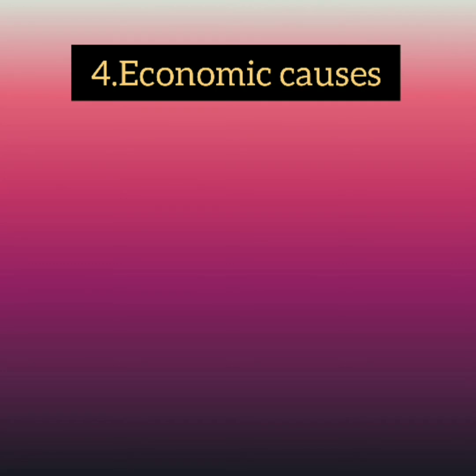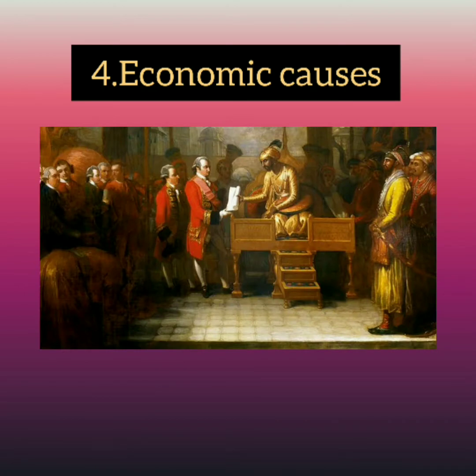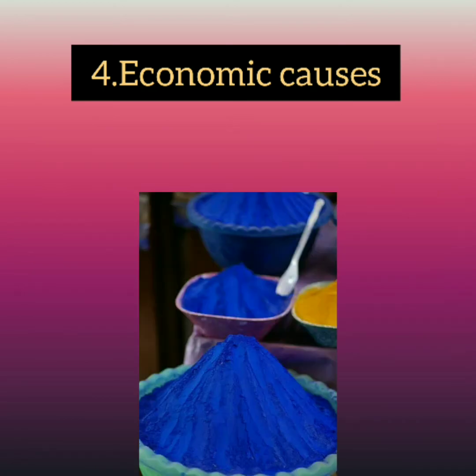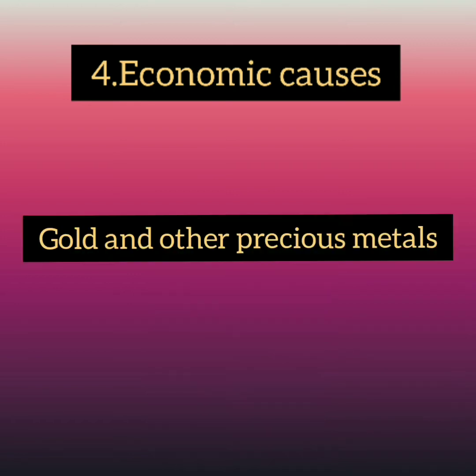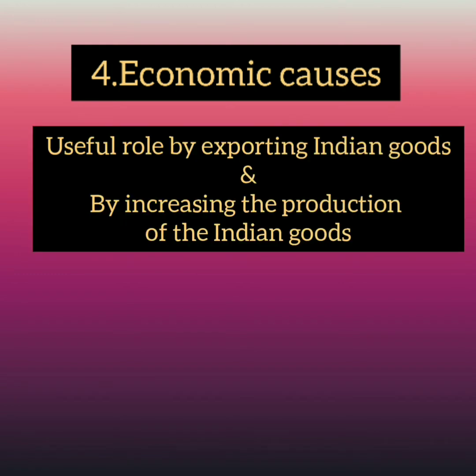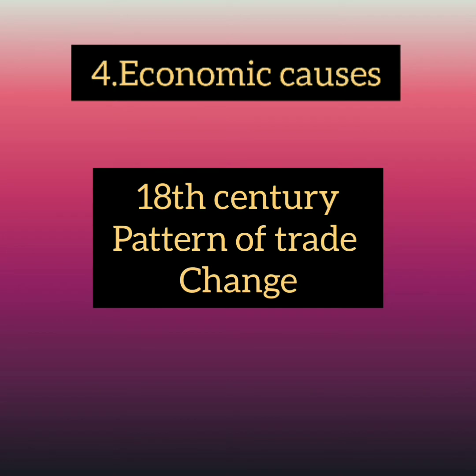Under economic causes, there was a time when the East India Company used to buy textiles, indigo, spices and food grains from the Indian market in exchange for gold and other precious metal. This played a useful role by exporting Indian goods and by increasing the production of Indian goods. However, during the 18th century, the pattern of trade went through drastic changes.